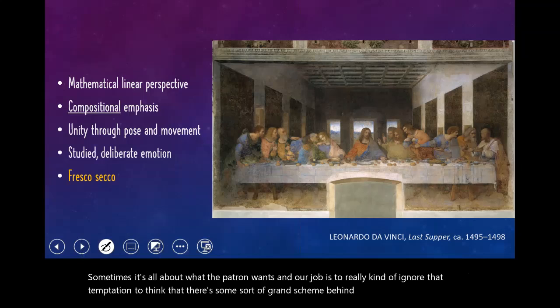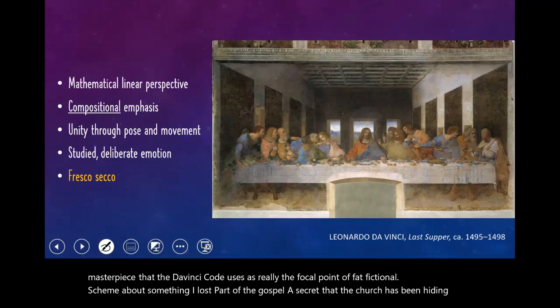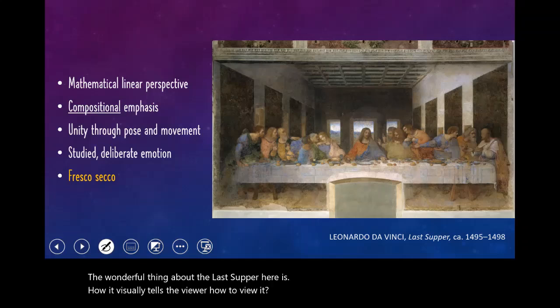And this is the masterpiece that the Da Vinci Code uses as really the focal point of that fictional scheme about, something, a lost part of the gospel, a secret that the church has been hiding for centuries. The wonderful thing about the Last Supper here is how it visually tells the viewer how to view it. The terrible thing about the Last Supper is it is fading from that wall in Milan as we speak. Conservation efforts have not been quite as successful because of how Leonardo painted it.